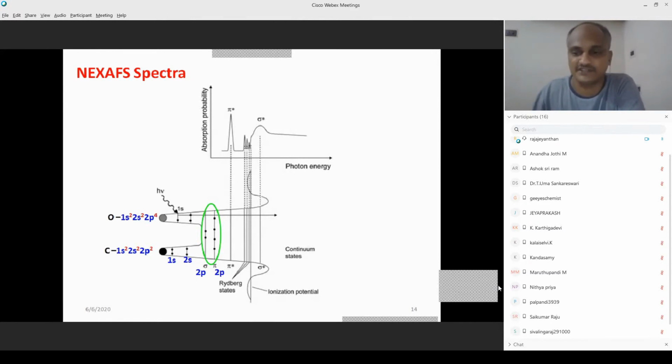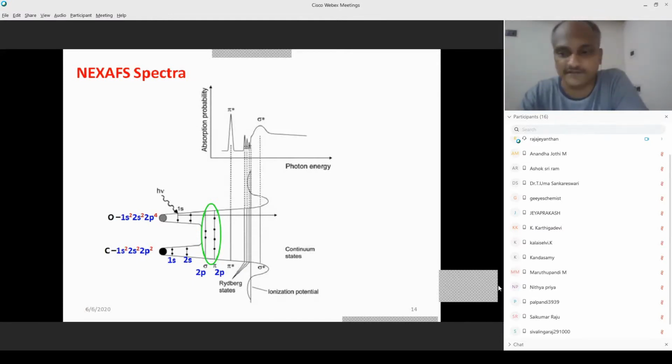Then after the pi to pi star excitation, there will be sigma to sigma star excitation. You can see some small peaks that are due to the Rydberg states. These states are very difficult to monitor in real NEXAFS spectra because these energy levels are very close to each other, and we cannot distinguish them. So we cannot monitor this kind of excitation.